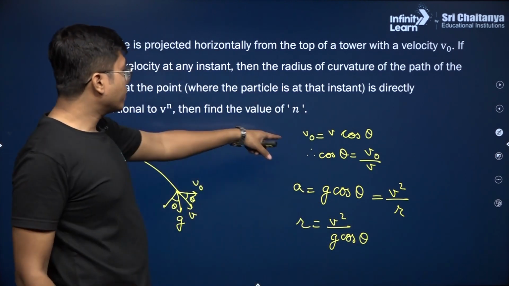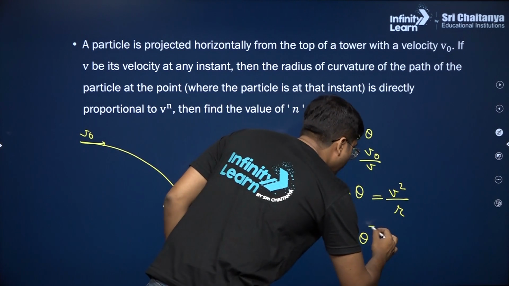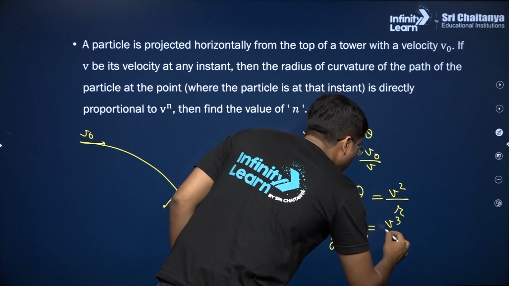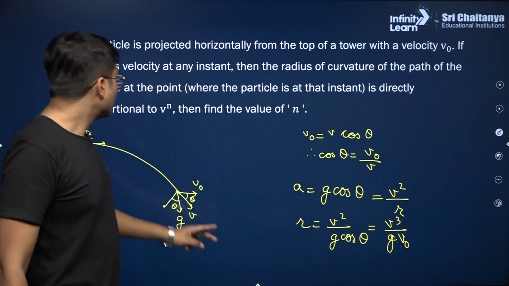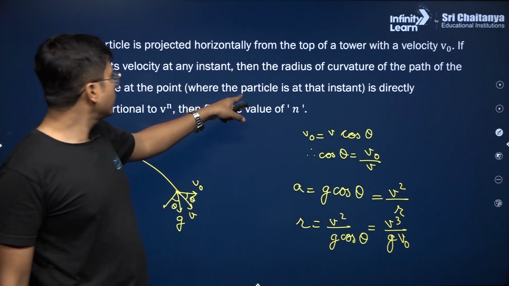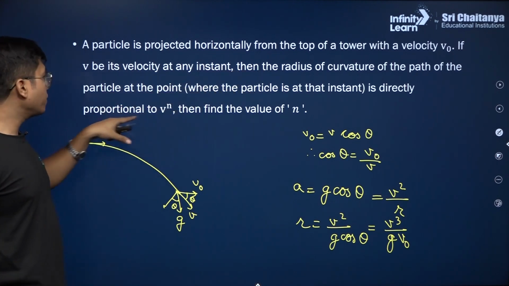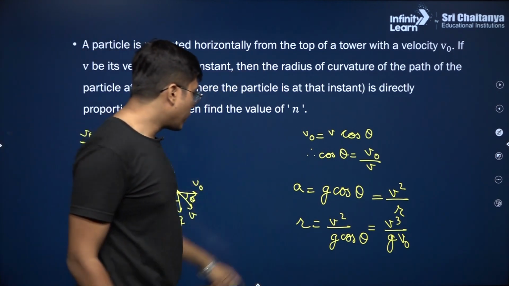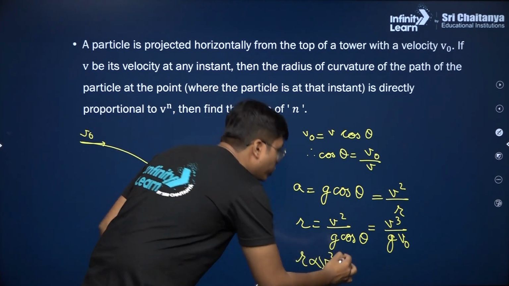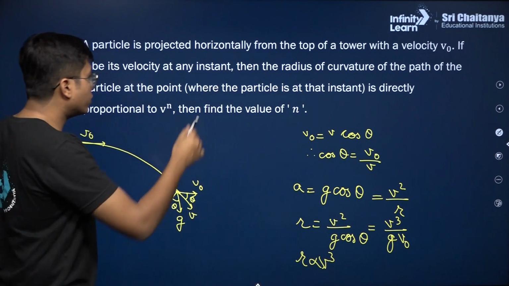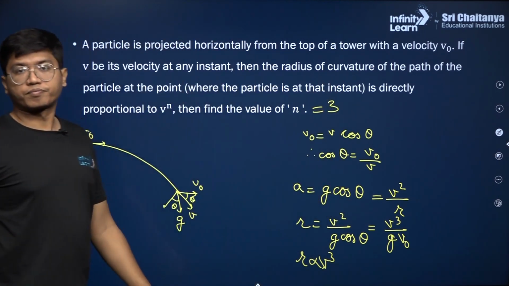Now cos theta we have found is v0 by v. We can put that in here, and that will give us v cube divided by g v0, right? So it said that the radius of curvature of the path of the particle is directly proportional to v to the power n. So we have got that r is proportional to v cube from here. So our n value is going to be equal to 3.